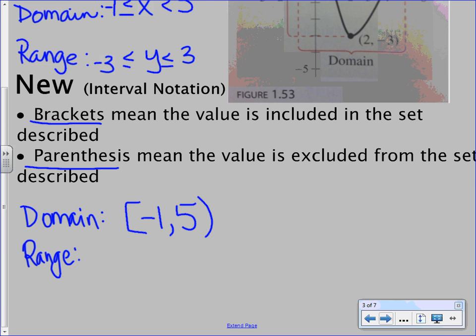Our range is from -3 to 3, and it includes both endpoints. Everyone okay with that notation? Okay.